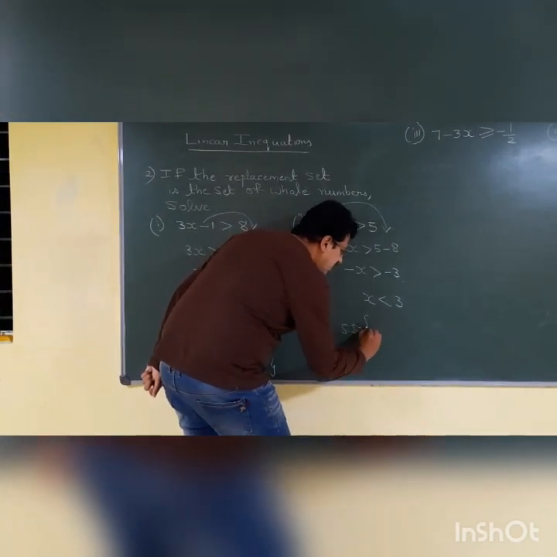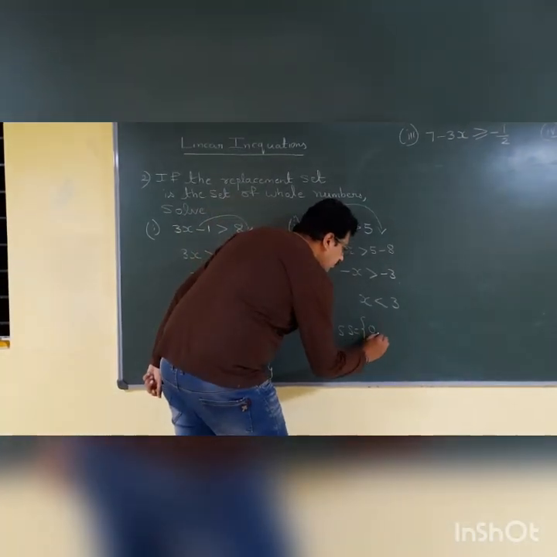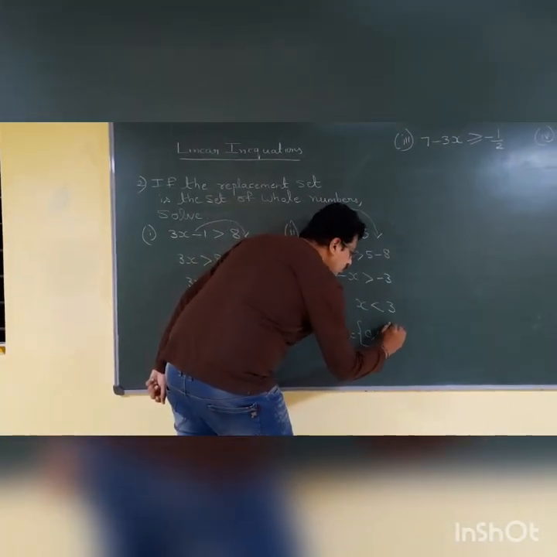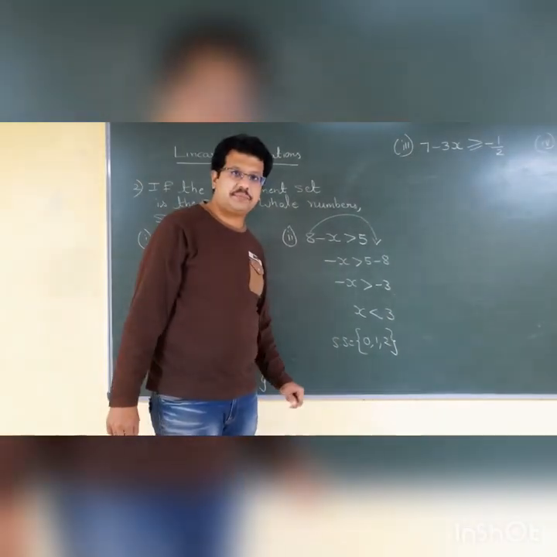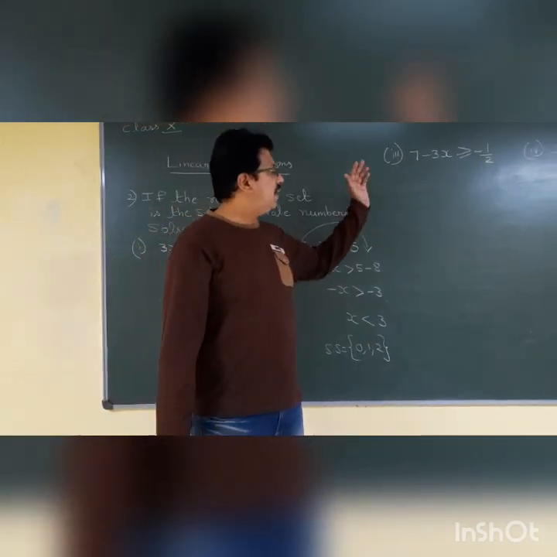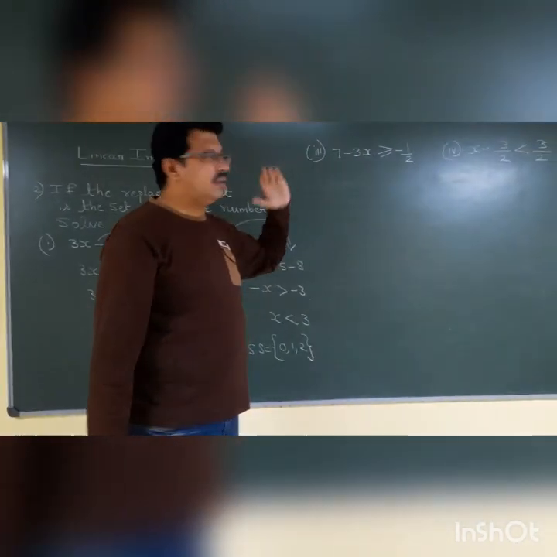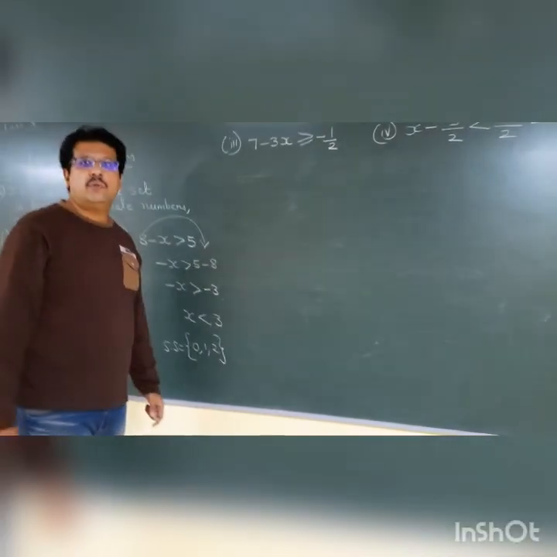So next we have to write the solution set. The solution set is, it says x is less than 3. So it is 0, 1, 2. So this is your solution set for x is less than 3. So after solving the second one, we'll try to go for the next third problem here. So that is also very important here.